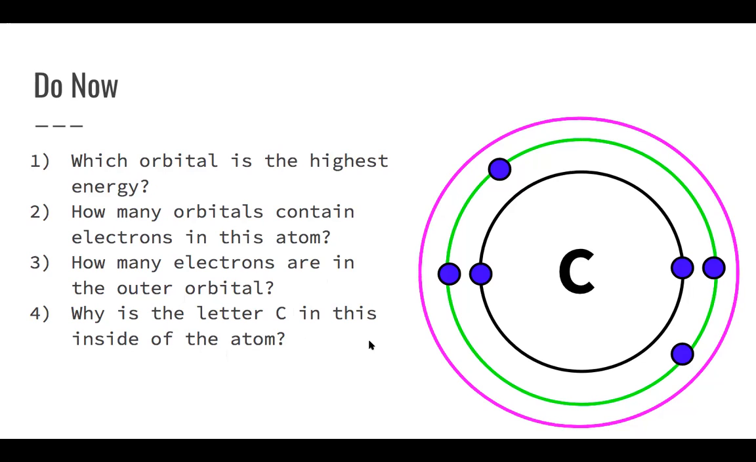Why is the letter C in the middle of this atom? C represents carbon. It's a shortening of the full word for carbon. It's the chemical symbol for carbon. It means that there are six protons on the inside.